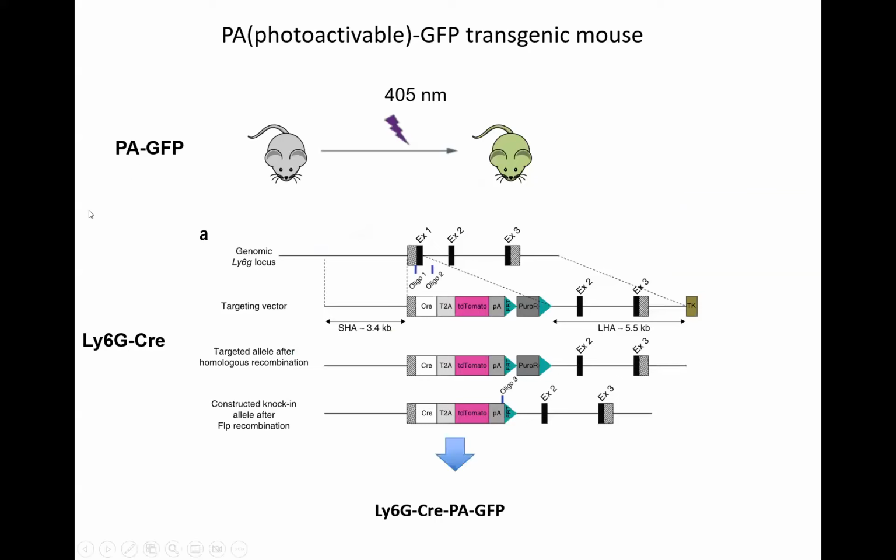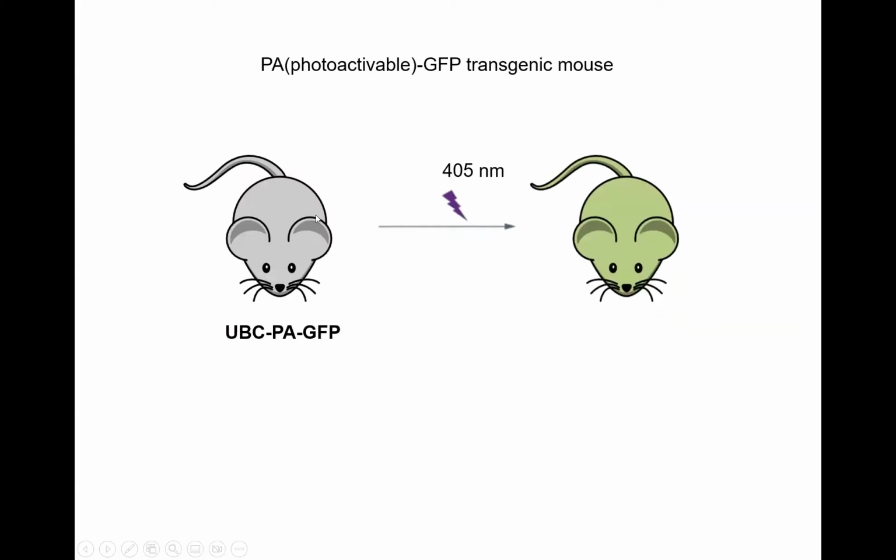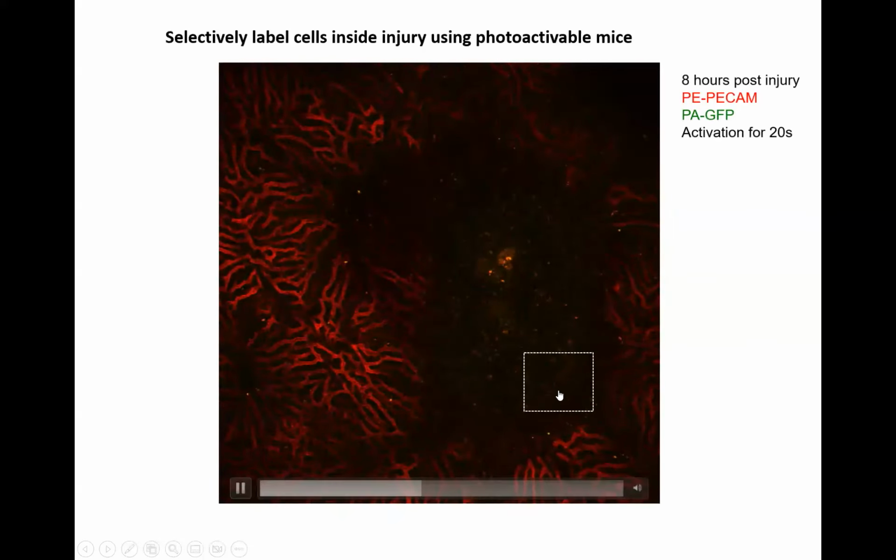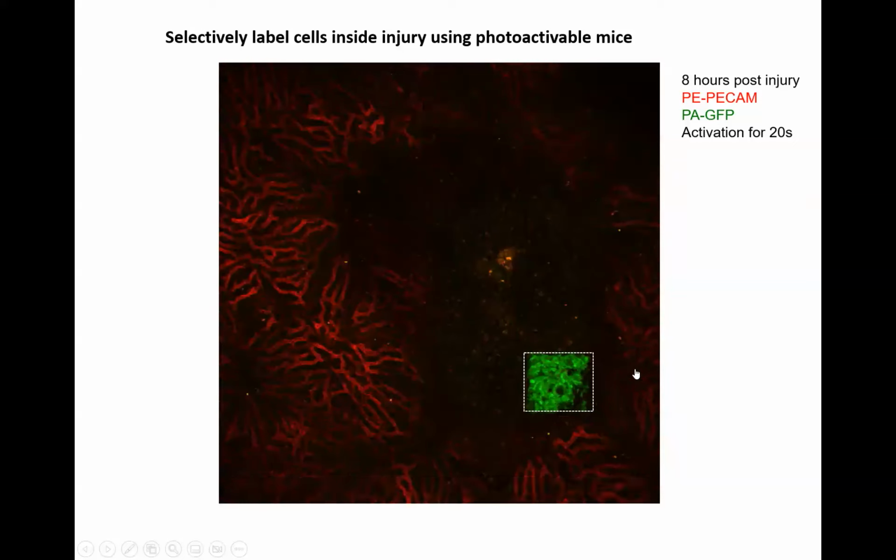And so we built a mouse where we took photoactivatable GFP. So you shine light, 405 nanometers, and you get a beautiful GFP signal. And if you put it on a neutrophil-specific Cre, you end up with a mouse where if you shine light, the neutrophils glow. So what we did was we went to this area, we shone UV light, and this area now became fluorescent. Here's healthy tissue, here's damaged tissue.